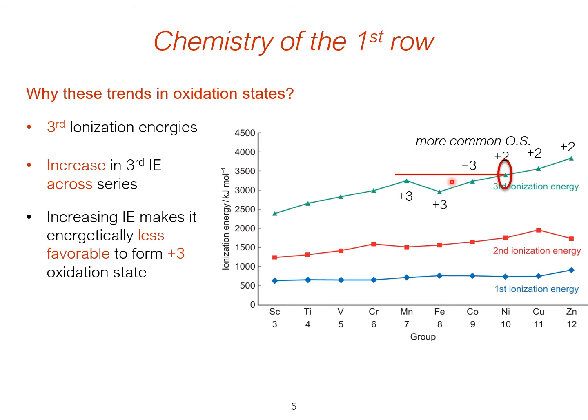And this increases across the series, as we've seen. It's got this anomaly between manganese and iron due to the paired electron, if you remember. But then, if we're going higher and higher in ionisation energy, it gets to a point where it's just too high. So that point's here, nickel, where we saw that the +2 oxidation state is the common one and +3 is unstable. And that's just because this third ionisation energy, the one that's required to get it to the +3 oxidation state, is too high and it's less favourable to form that +3 oxidation state.